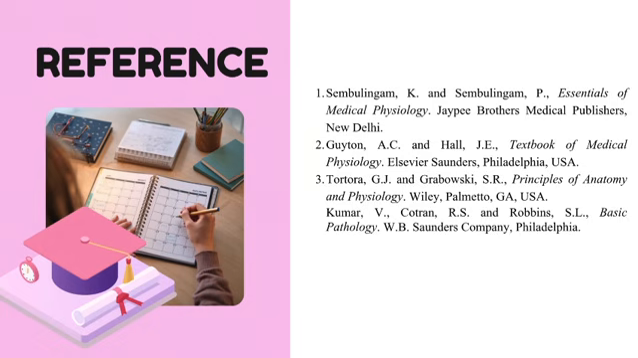Last year for the old syllabus, the most important book was Ross and Wilson for human anatomy and physiology. The newer references followed right now are three: Essentials of Medical Physiology by J.P. Brothers Medical Publications; the next one is Textbook of Medical Physiology by Elsevier; and the other one is Principles of Anatomy and Physiology by Wiley, and a basic pathology book also. So these are the three references that would be followed this year.